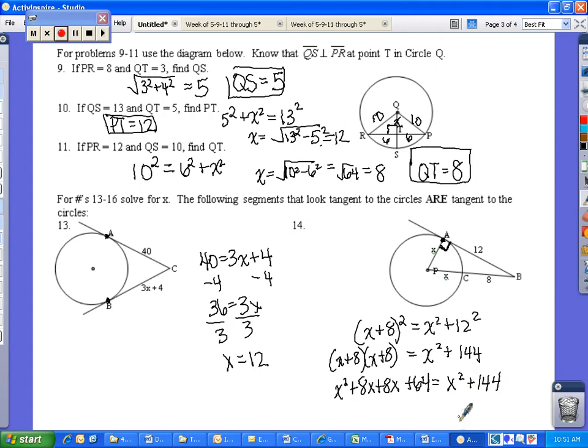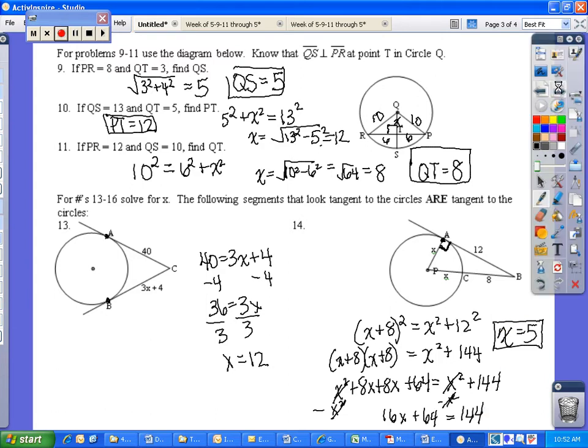And now I need to combine like terms. If you notice, if I subtract x squared from both sides, they end up canceling out. So therefore I'm just left with 16x plus 64 equals 144, which is a two-step equation. So if you subtract 64 and then divide by 16, you get that x equals 5. Okay, and that's again from just solving this equation right here.